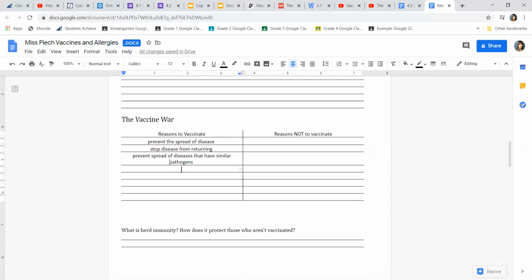Oh, sorry. Yeah. And then boost immune system. I thought I spelled something wrong here, but I didn't. We're good. So it can boost your immune system. Now, another thing is you don't have to rely on herd immunity. That is something I want you to look up for this question right here, of what herd immunity is. That's part of your homework.